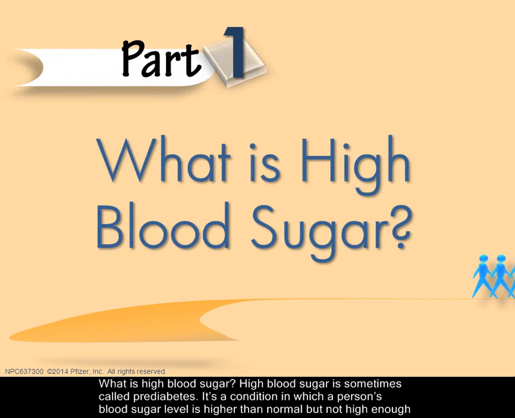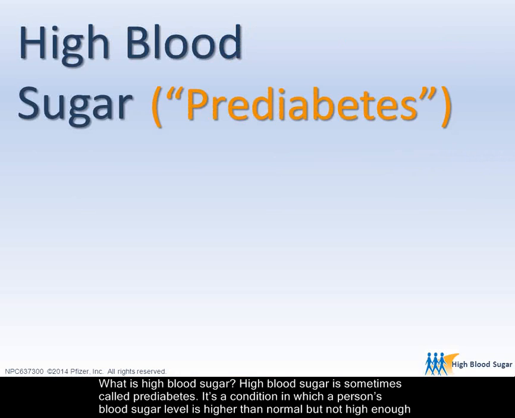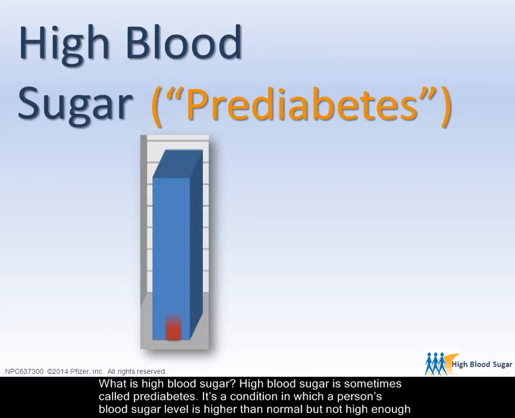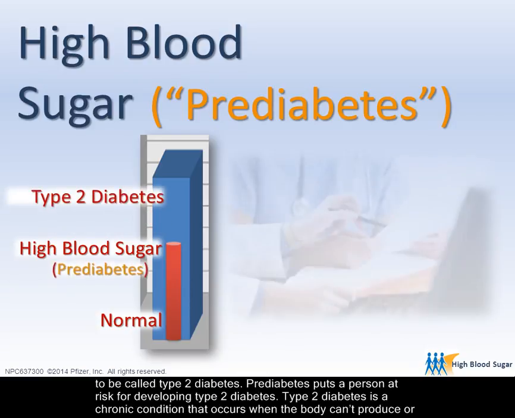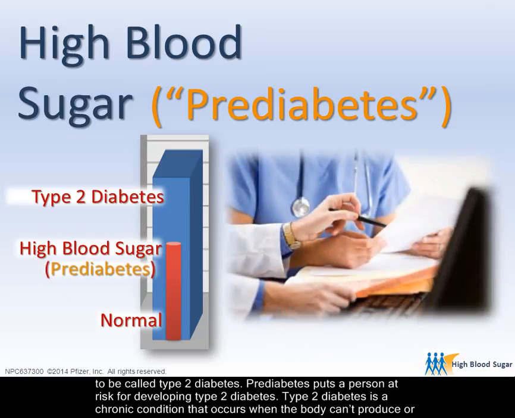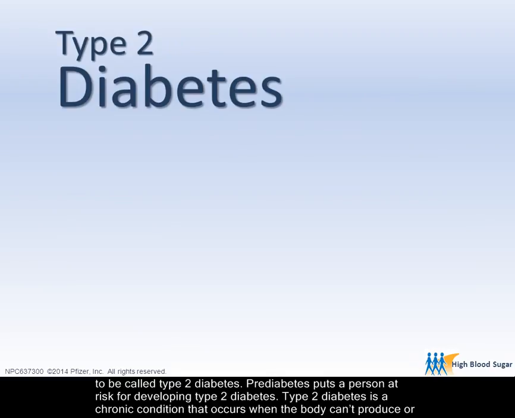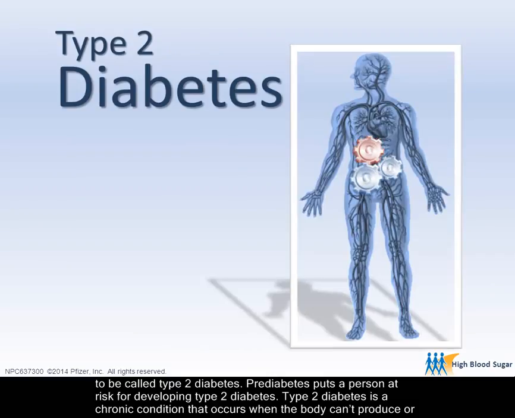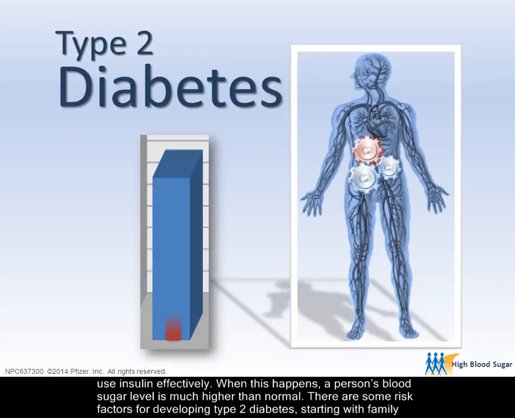What is high blood sugar? High blood sugar is sometimes called prediabetes. It's a condition in which a person's blood sugar level is higher than normal, but not high enough to be called type 2 diabetes. Prediabetes puts a person at risk for developing type 2 diabetes. Type 2 diabetes is a chronic condition that occurs when the body can't produce or use insulin effectively. When this happens, a person's blood sugar level is much higher than normal.